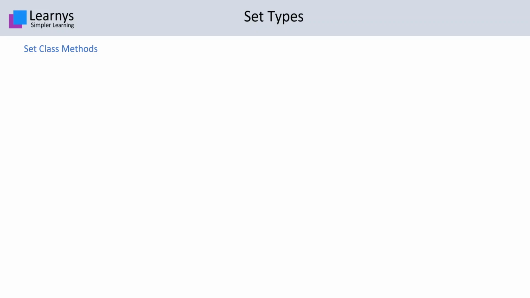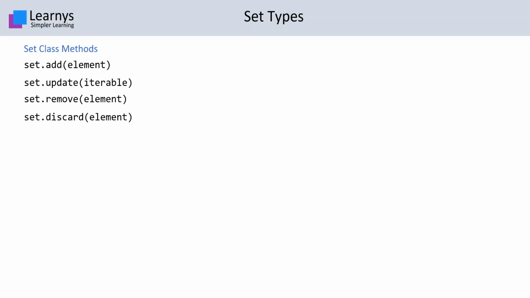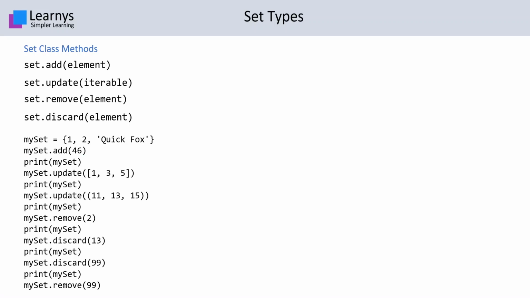Now let's talk about the class methods. We have set.add(element), set.update(iterable), set.remove(element), and set.discard(element). Let's see an example and understand these methods more clearly.